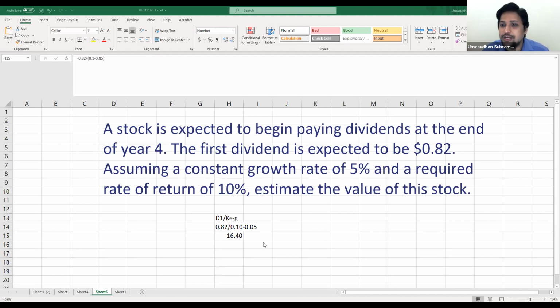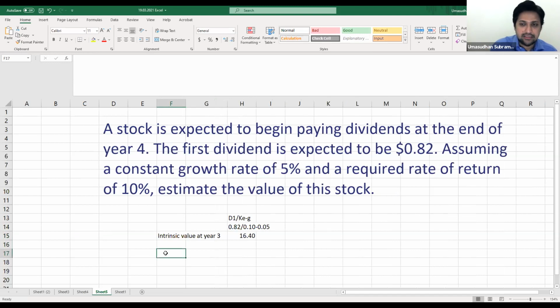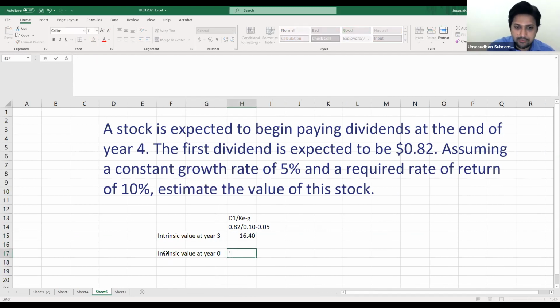So what you need to do now, you get the value 16.4, which is the intrinsic value in year 3. So if I write this, this is the intrinsic value at year 3. Now you need to further discount it to today, bring that back into today's value. So I'm going to say intrinsic value at year 0. So what I'm going to do is discount this 16.4, basically 16.4 divided by your cost of capital.